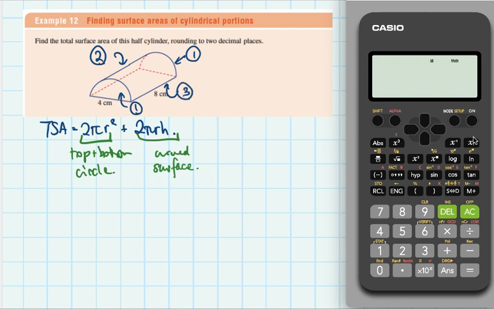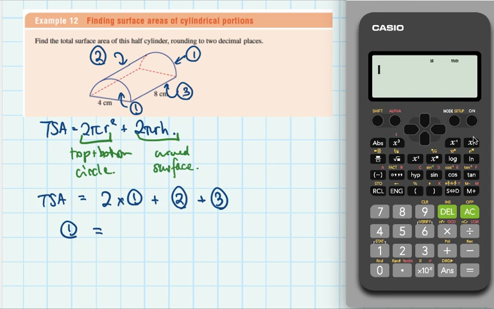So to find out the total surface area of this shape, we can't simply just use our formula from before blindly. We need to actually identify these shapes that we've seen. So we've got 2 lots of 1 plus we've got shape 2 plus we have shape 3. So let's figure out what shape 1 is.